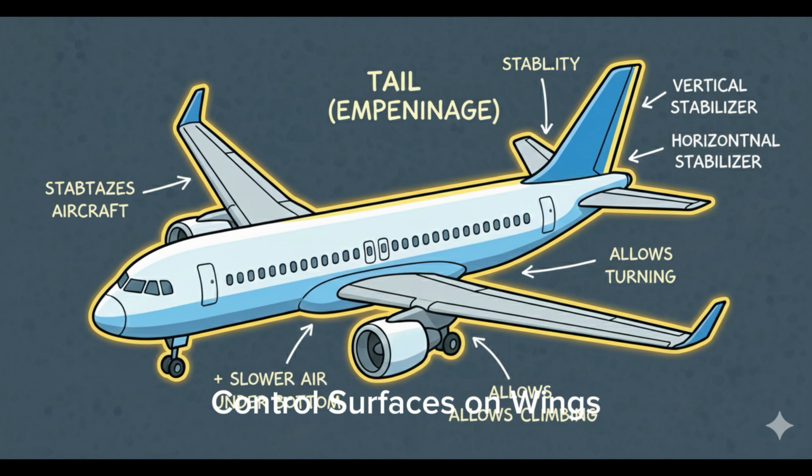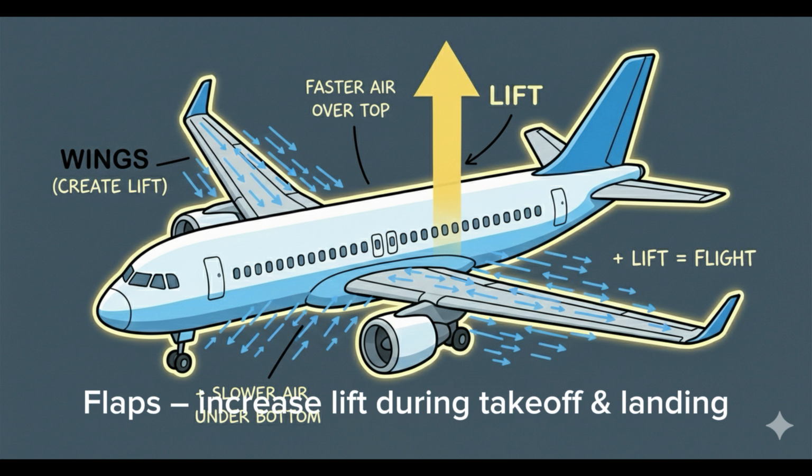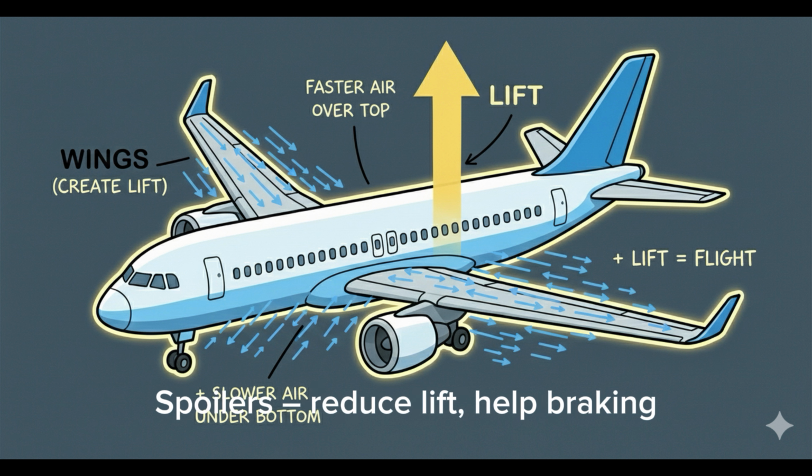Control surfaces on wings. Ailerons, roll control. Flaps, increase lift during takeoff and landing. Slats, delay stall at low speeds. Spoilers, reduce lift, help braking.